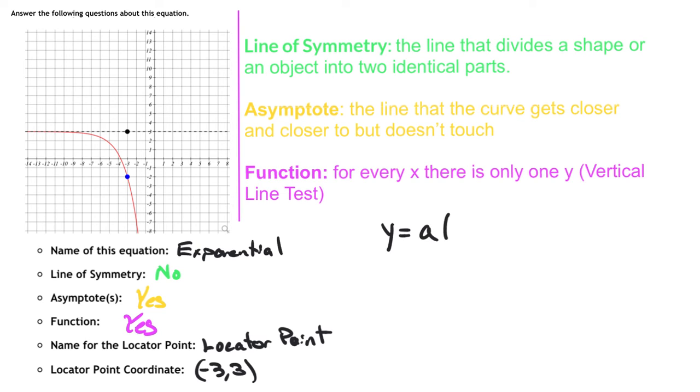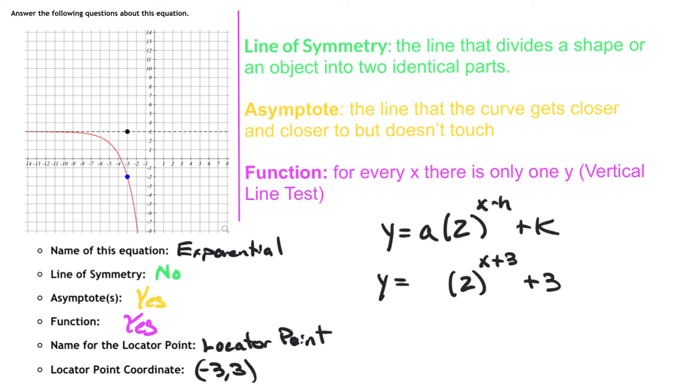So you have an a, and we are always going to have a multiplier or a base of 2 to the x minus h and then plus k. That just keeps some things more simple for us. So since we know the locator point, we know that up top here you're going to have actually x plus 3, and then you're going to have another plus 3 down here, or outside of the exponential.